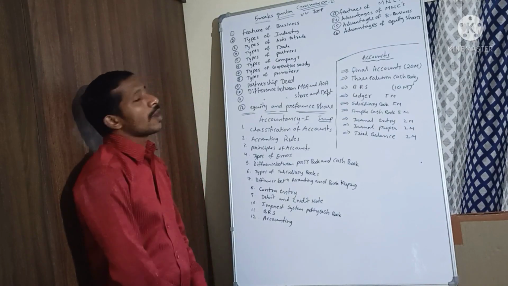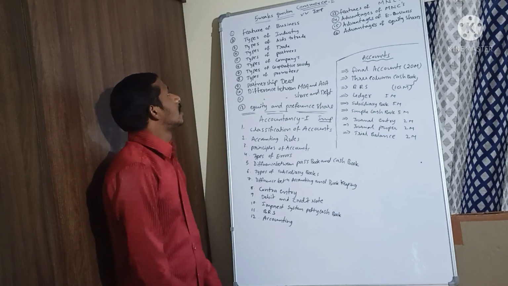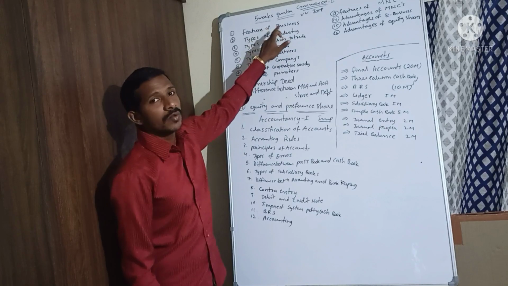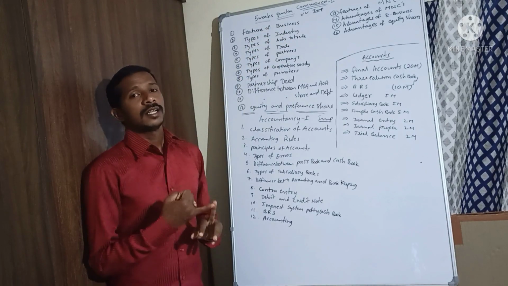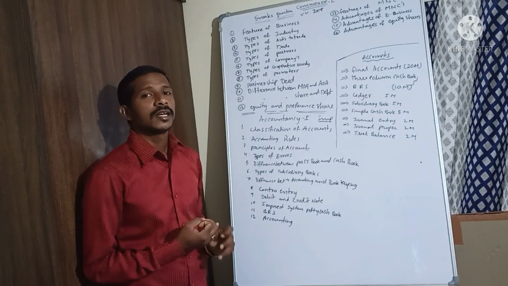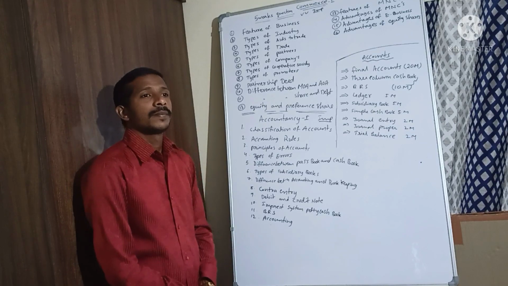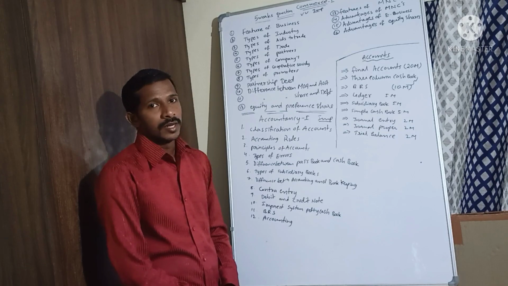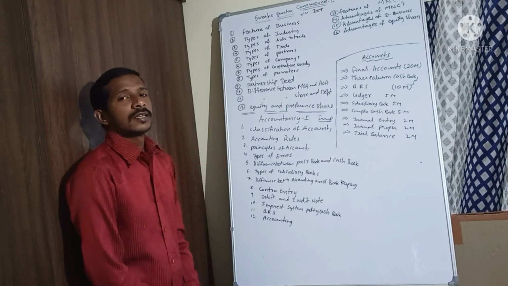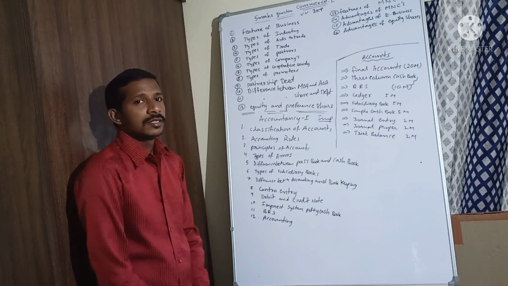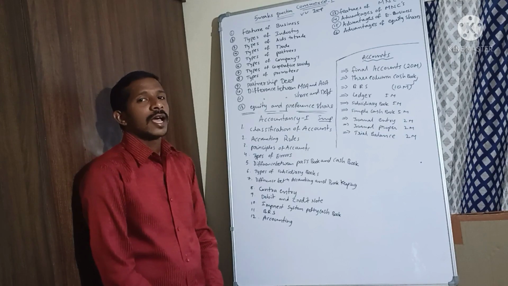Here are 5 marks questions for commerce. Features of business. Sales, transfer, exchange, goods and services, continuity in transactions, profit motive, risk and uncertainty, and one more is that it is an art as well as a science.